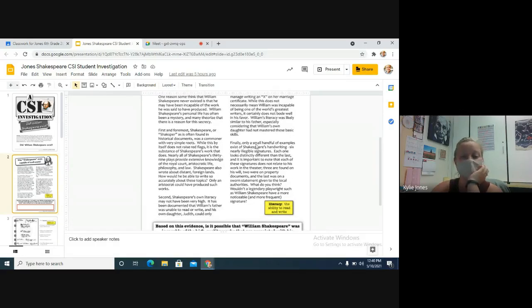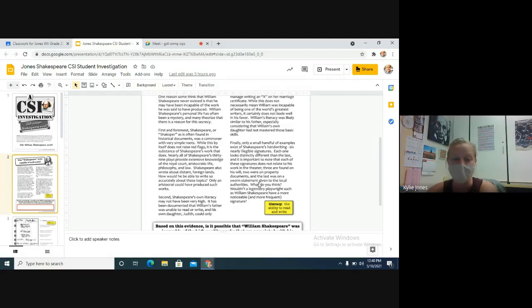Finally, only a small handful of examples exist of Shakespeare's handwriting. 6 nearly illegible signatures. Illegible means that they cannot be read very well. It's not written well. It looks like maybe a kindergartner's handwriting, right? It's illegible. You can't read it very much at all. Each one looks distinctly different than the last one, and it is important to note that each of these signatures does not relate to his work in the theater. 3 are found on his will, 2 were on property documents, and the last one was on a sworn statement given to the local authorities.